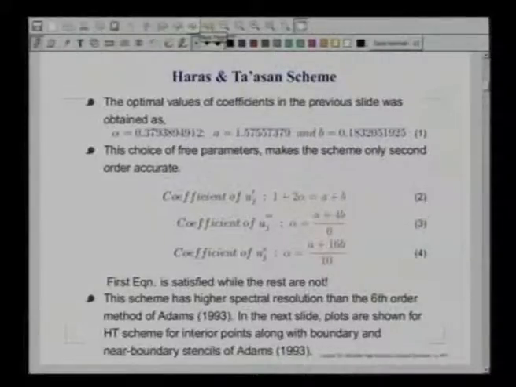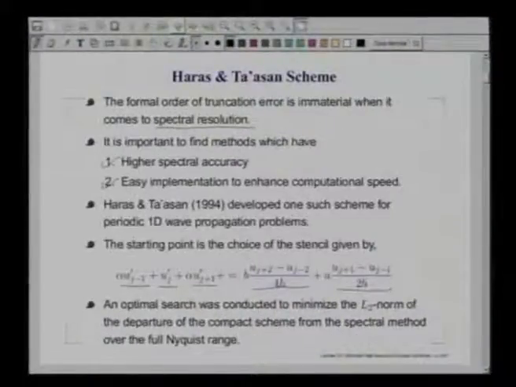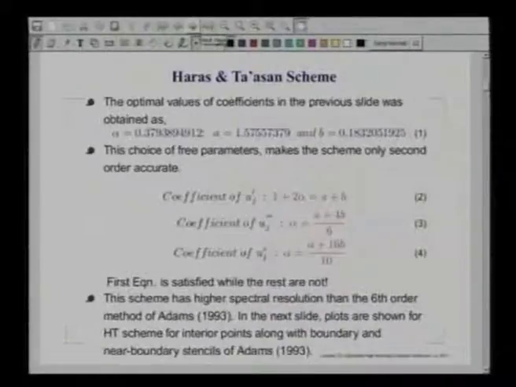What Haras and Tassan found out is that you do not need to really pick those values of alpha, a and b in the previous slide, where h is the grid spacing. So, that is fixed. In this equation there are 3 unknowns: alpha, a and b. So, the optimization process would try to locate the values of these 3 constants so that you get maximum accuracy.